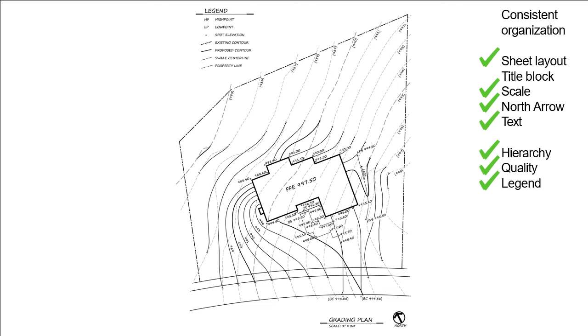So now you have a basic understanding of what we intend to mean when we say consistent organization: sheet layout, title block, scale, north arrow, text, line hierarchy, quality, and a clear legend.